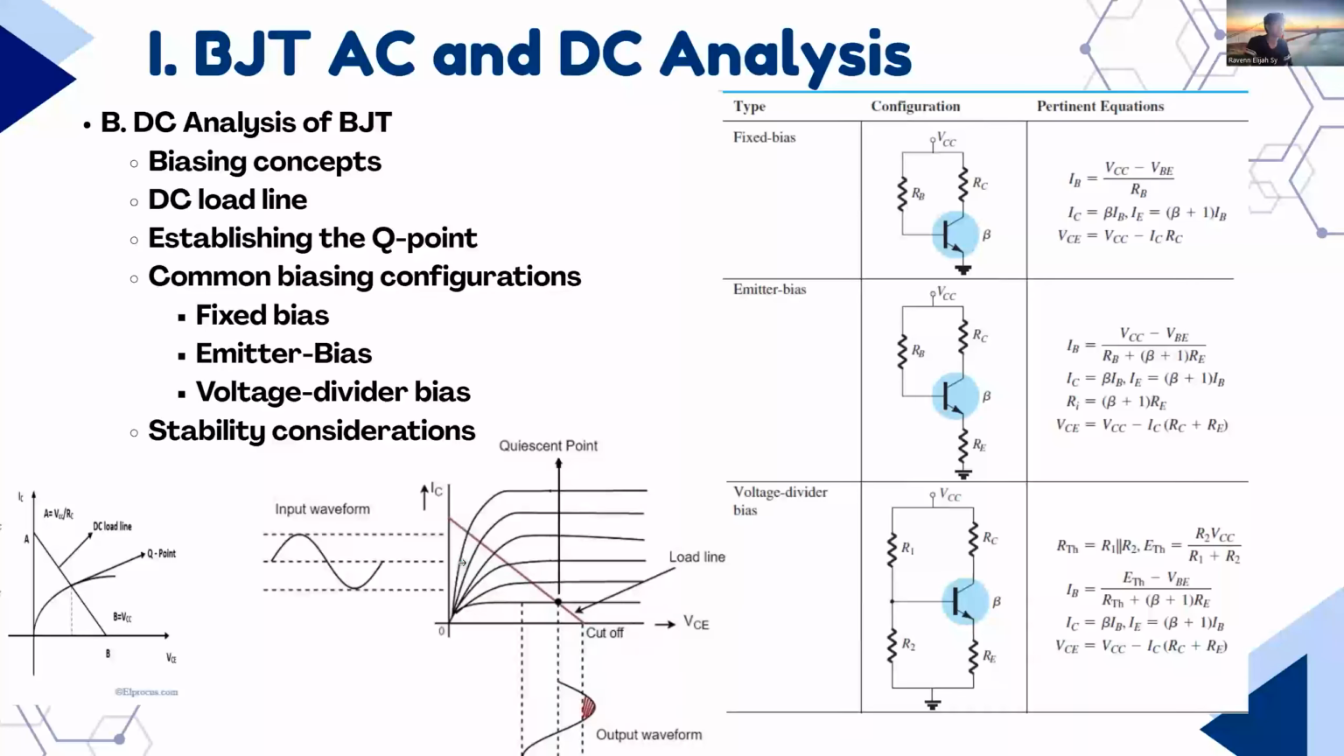Selecting a topology like voltage divider bias mitigates these effects by keeping the Q point fixed regardless of the thermal changes. So that's the advantage of using the voltage divider bias.